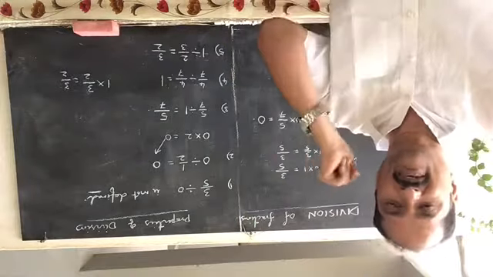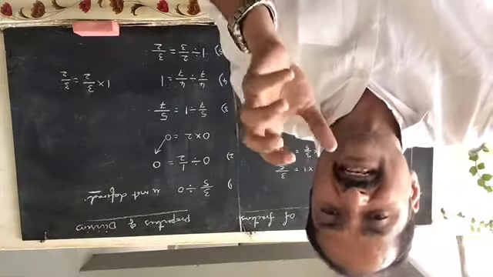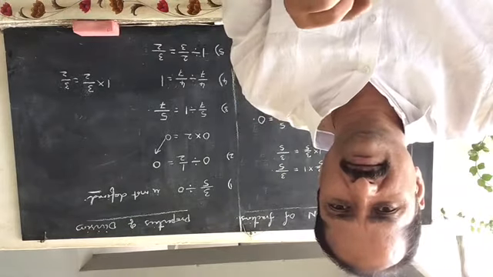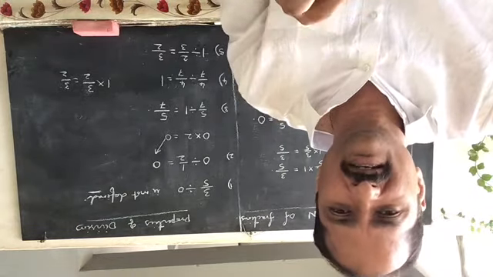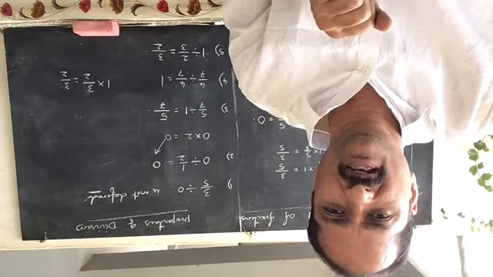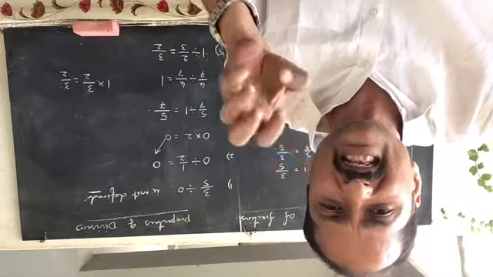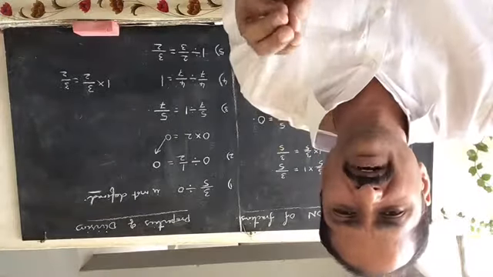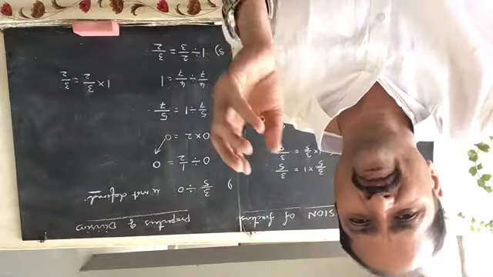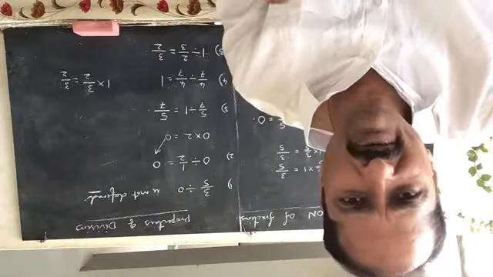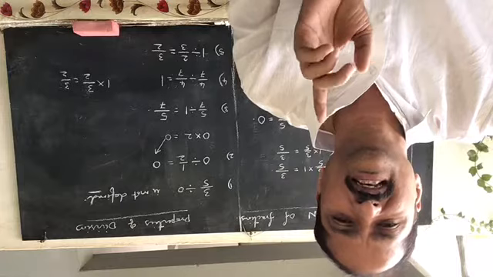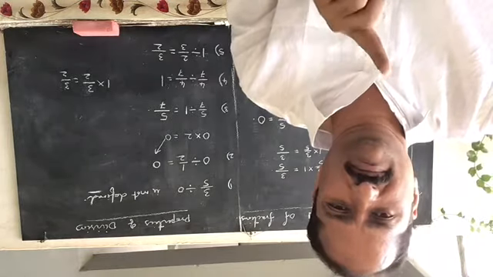Okay, next, the third one. Dividing a fraction with 1. If you are dividing a fraction with 1, 3 by 5 with 1, you will get the same fraction. If you are dividing anything with 1, you will get the same number. Whole number with 1, or decimal with 1, fraction with 1, natural number with 1, you will get the same number. Okay? So that is division.